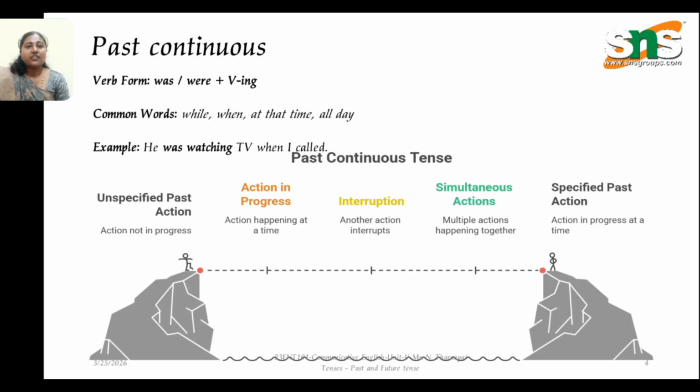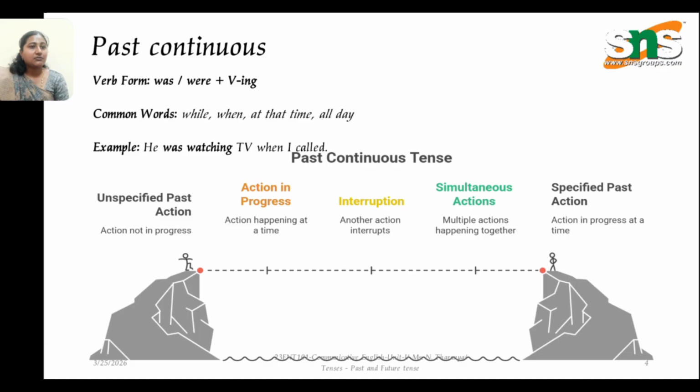The aspects of past continuous tense are unspecified past action, action not in progress but it was in progress in the past. Action in progress, action happened at a time but it ended in the past itself. Interruption, another action interrupts. Simultaneous actions, multiple actions happening together but those all happened in the past itself. So for these kind of circumstances we use past continuous.